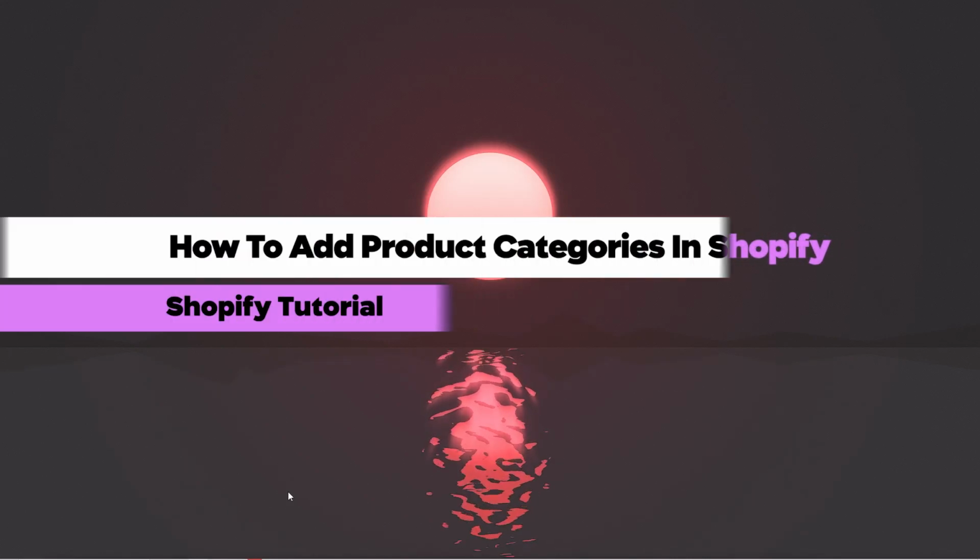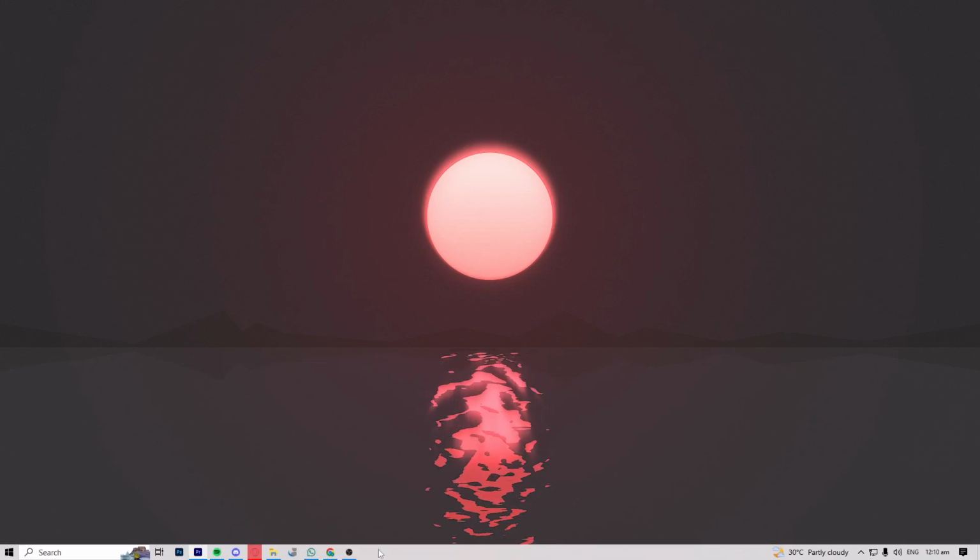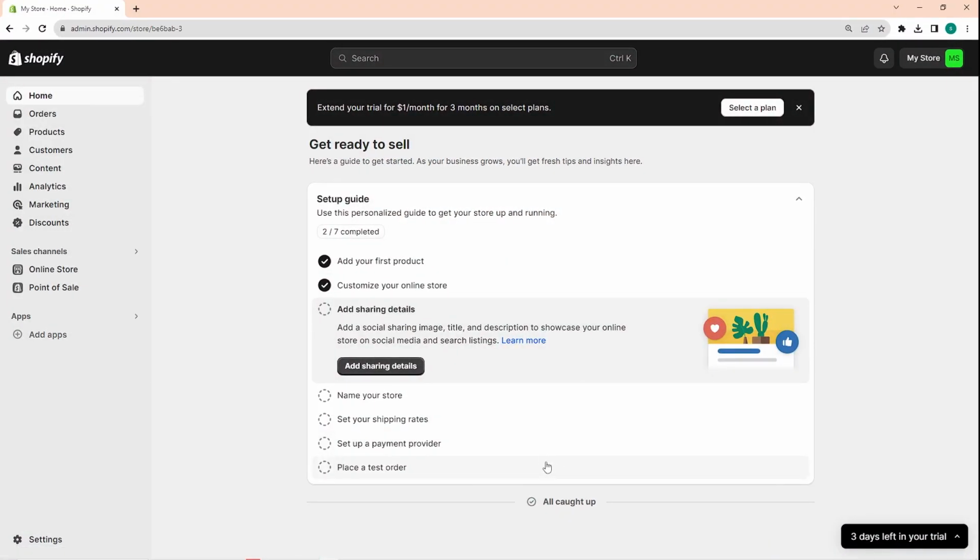How to add product categories in Shopify tutorial. So go ahead and open your desktop browser. Make sure that you are logged in to your Shopify account. And once you are in the Shopify homepage, go to the Tools tab on the left side of the screen and then click on the Products tab.